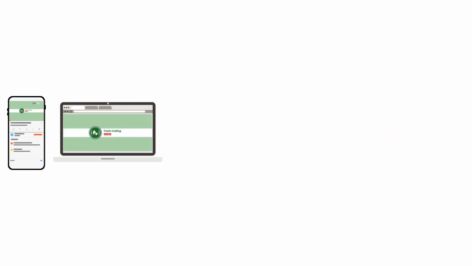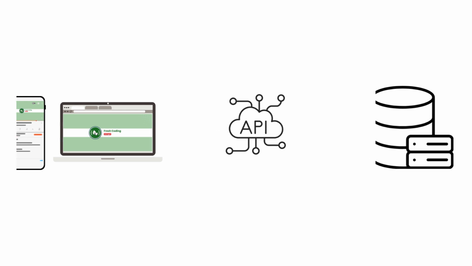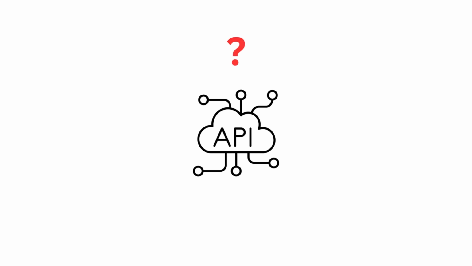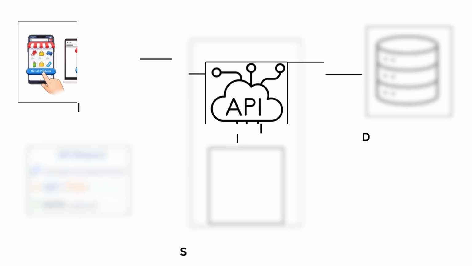The front end or mobile app does not directly talk to the database. Instead, it talks to an API. So, what does an API do? An API accepts requests from the client, sends them to the server, and returns response back to the client. That's it. Now let's understand the API flow step by step.